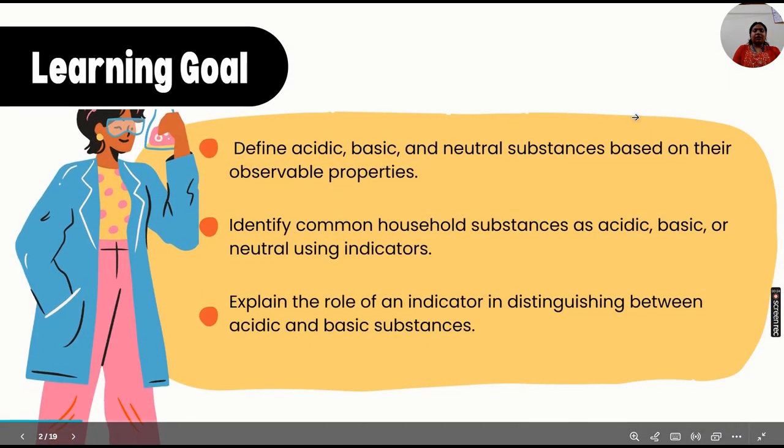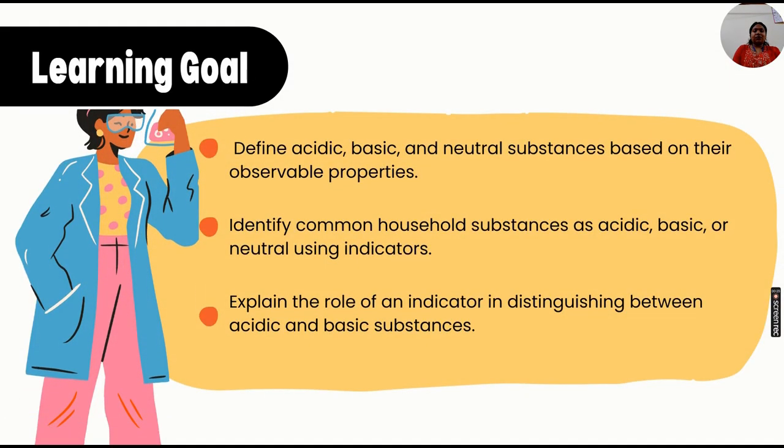Our learning goals are these. First, to define acidic, basic and neutral substances based on their overall properties. Second, to define different common household substances as acidic, basic or neutral using indicators. Third, to explain the role of an indicator in distinguishing between acidic, basic and neutral substances. In the next slides, you will understand what an indicator is. So, we are going to the next slide.